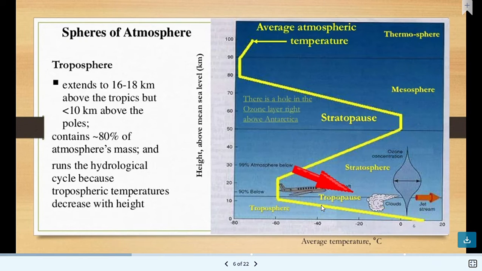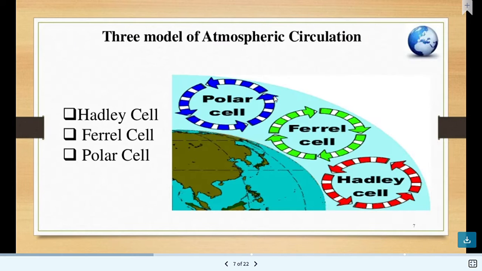Spheres of atmosphere. Troposphere extends 16 to 18 km above the tropics but less than 10 km above the poles. It contains 80% of the atmosphere's mass and drives the hydrological cycle, because tropospheric temperatures decrease with height. The three models of atmospheric circulation.